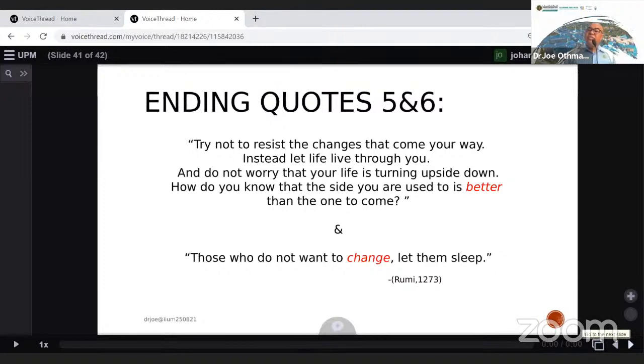Try not to resist the changes that come your way. Instead, let life live through you. And do not worry that your life is turning upside down now for some of us, or for most of us during the pandemic. How do you know that the side you are used to is better than the one to come? So stay strong, be positive. And finally, those who do not want to change, let them sleep. I quote Rumi.